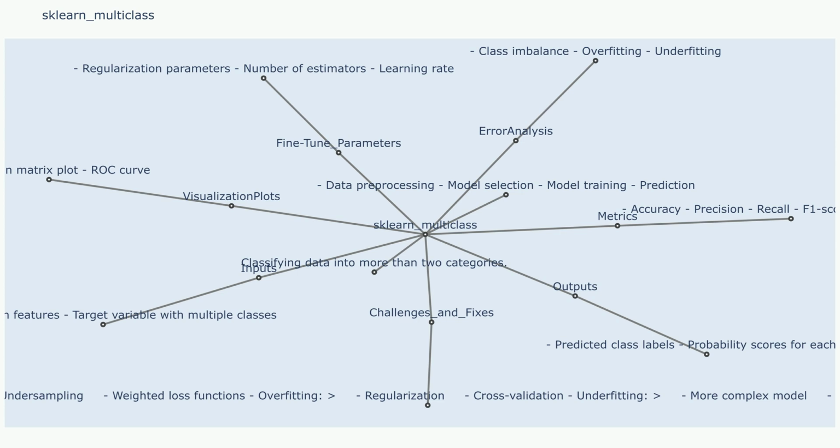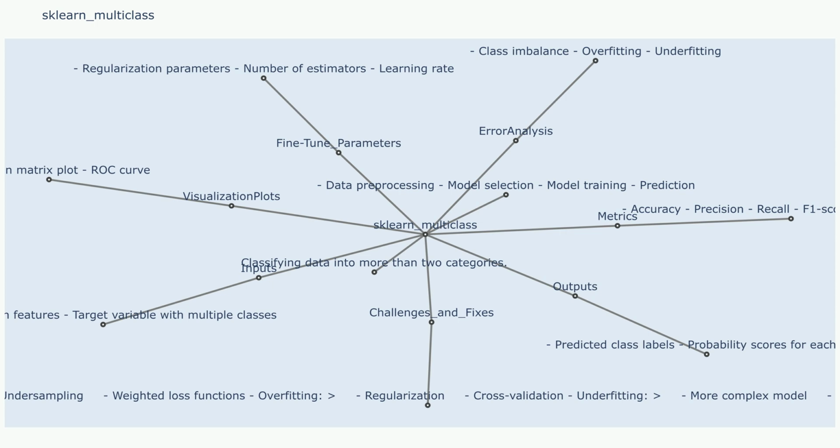sklearn multiclass. Description: Multiclass classification is a type of supervised learning where the goal is to predict the class label of a data point from a set of more than two classes. In contrast to binary classification, where the model needs to distinguish between two classes, multiclass classification tackles the challenge of categorizing data into multiple distinct classes.